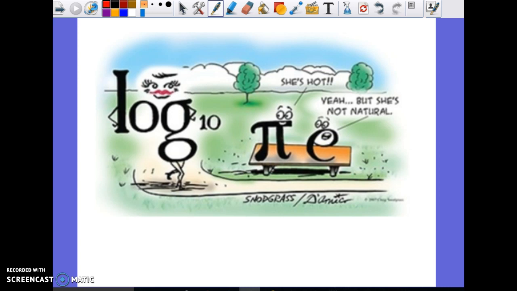It's irrational. So here's another joke. Okay, so these two are checking out this log function. It's log base 10, and pi is really digging her. e is not so impressed because she's not natural. Get it? So he would be much more interested in ln, because that's a natural log.